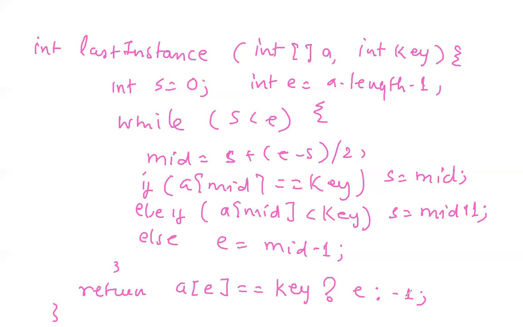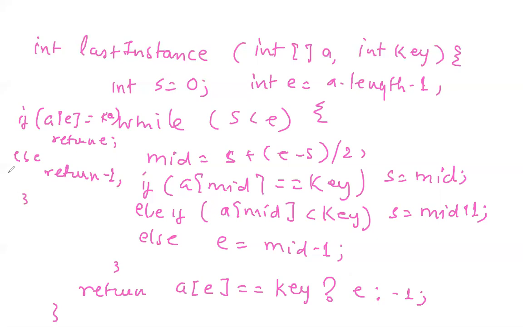You write ternary operation like this in Python? No. That one is possible, but I didn't understand the question mark. So this is equivalent to: if a of e equals key, return e, else return -1.